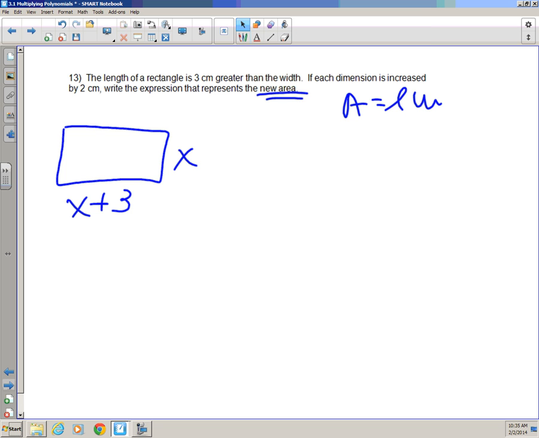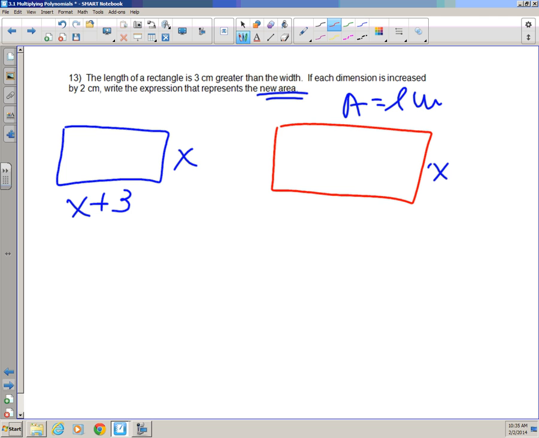Well, it says that each dimension is increased by 2, which means I'm going to have a brand new rectangle. And if I take my original width, I'm going to increase that dimension by 2. If I take my original length, I'm going to increase that dimension by 2. So essentially what's happening here is we've got a brand new rectangle whose length becomes, combined like terms, x plus 5. And whose width becomes x plus 2.